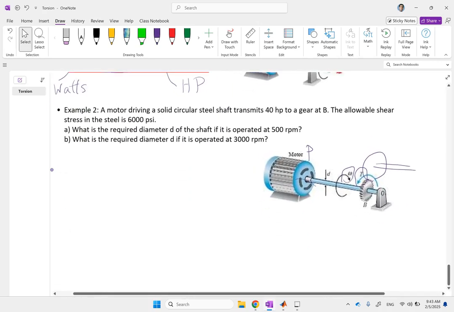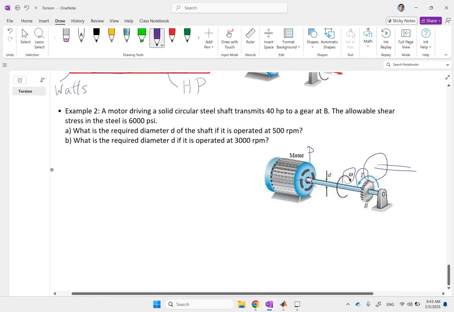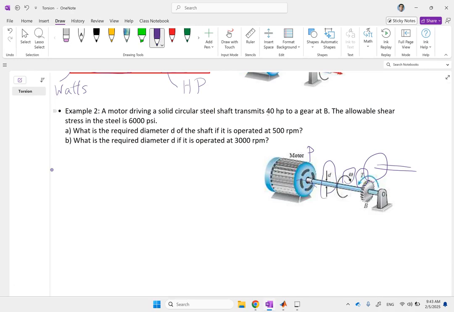So look at the example. You have a motor driving a solid circular shaft with diameter D. It is transferring 40 horsepower to the gear at location B. So the power coming from this motor is 40 horsepower. The allowable shear stress in that shaft steel is 6,000 psi. What diameter should you design the shaft such that you can operate the system at 500 RPM? What about if you want to drive it at 3,000 RPM?